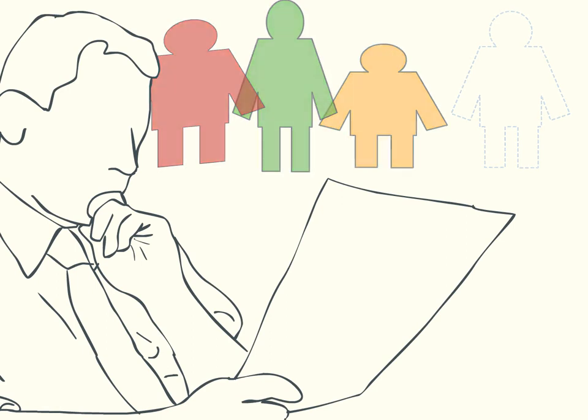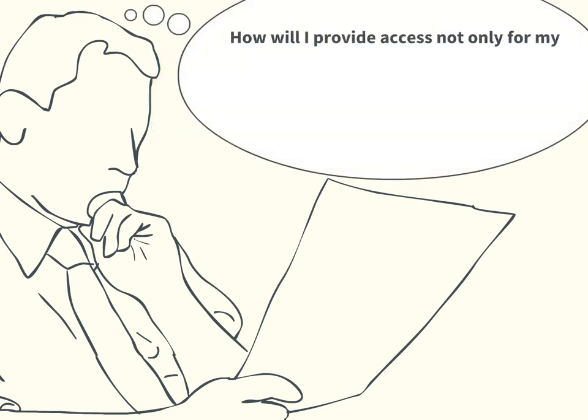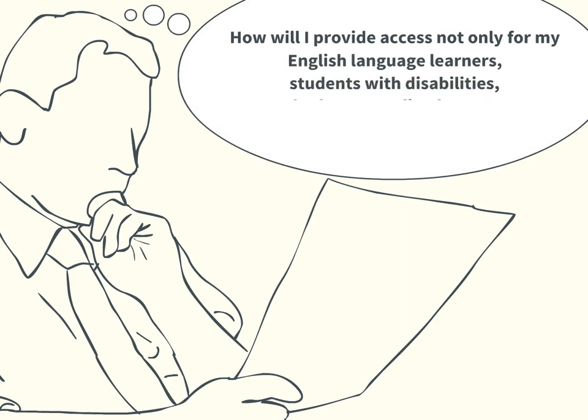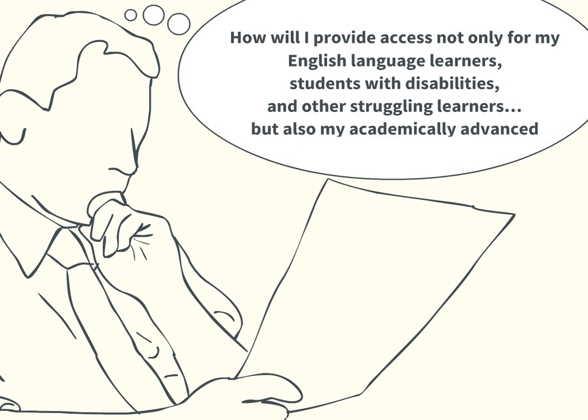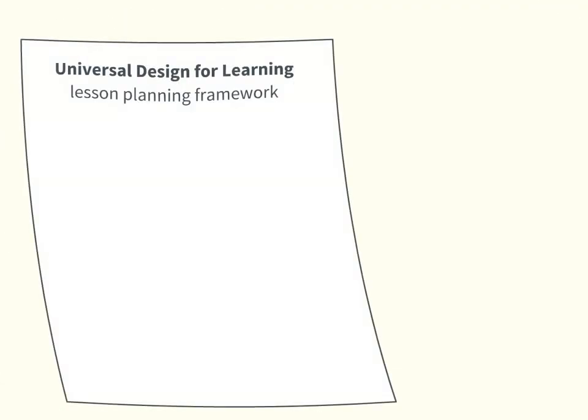For example, continually ask yourself, how will I provide access not only for my English language learners, students with disabilities, and other struggling learners, but also my academically advanced students? Let's begin with a short overview of the Universal Design for Learning lesson planning framework.